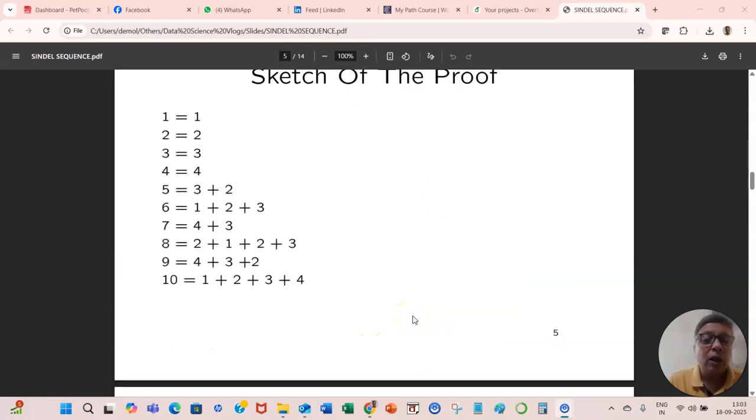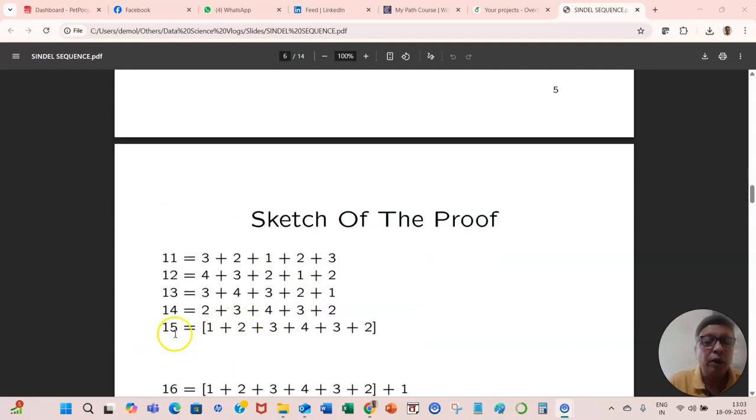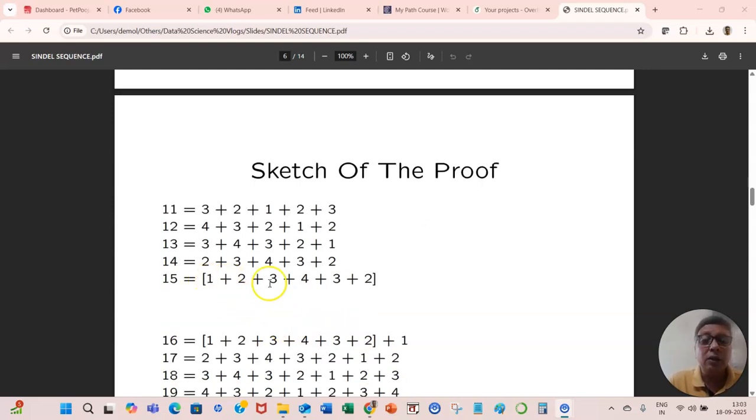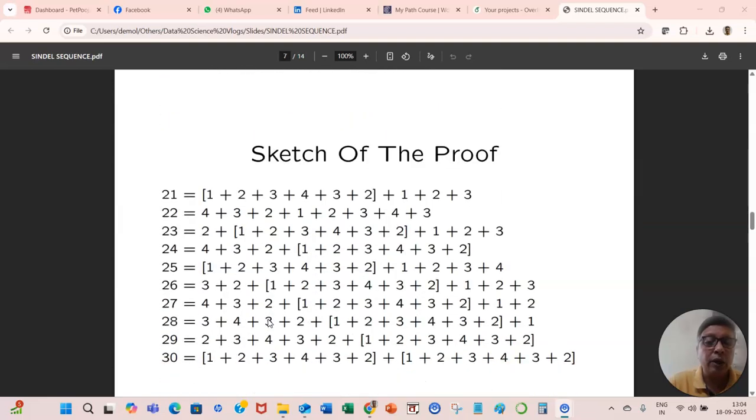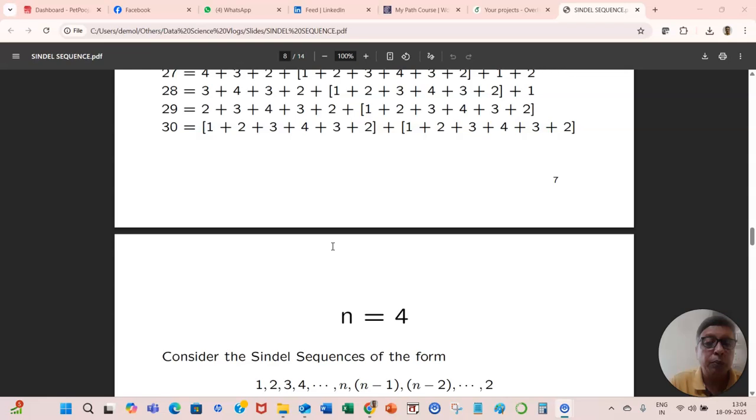So let me write down the Sindel expansion of the numbers 1 to 10. 10 is 1 plus 2 plus 3 plus 4. Then go up to 15. At 15 you get the entire Sindel repeating sequence 1 plus 2 plus 3 plus 4 plus 3 plus 2, which is 15. This complete sequence occurs in a pattern. You go to 30, you get 2 of them. And it appears in the other numbers in a pattern. So maybe that will lead to a proof. I don't know the proof.